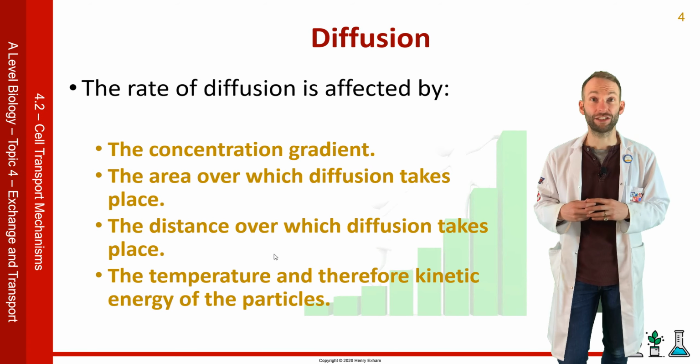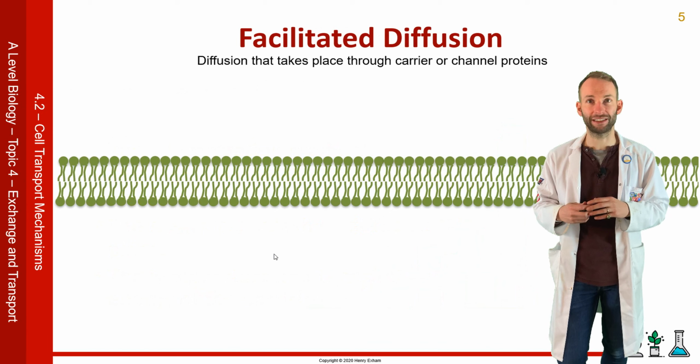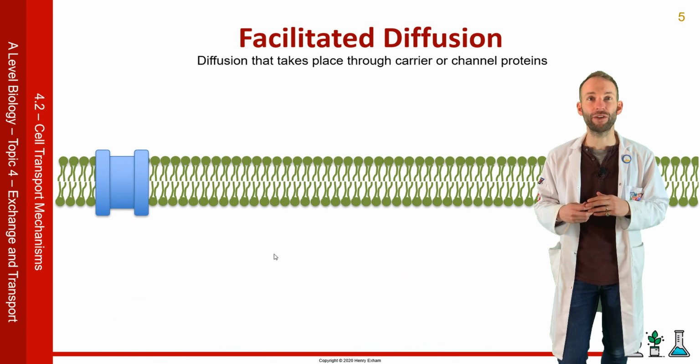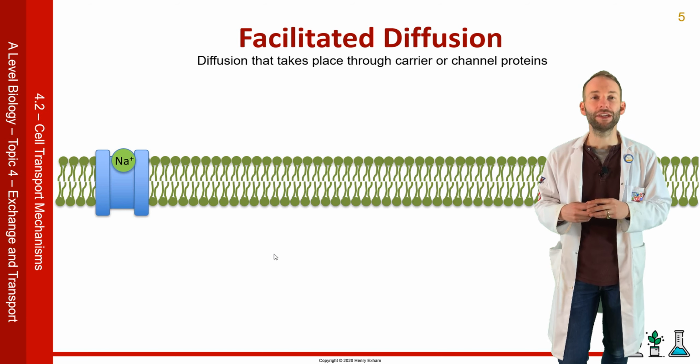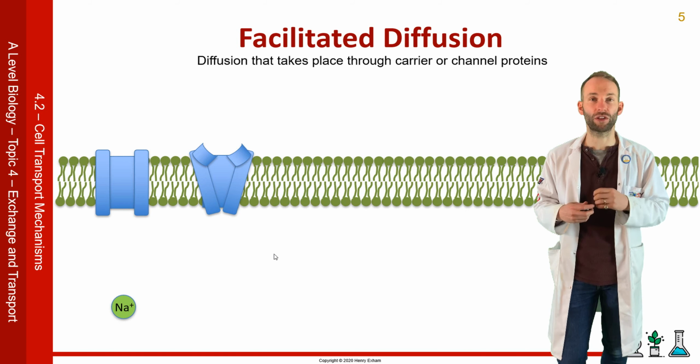So, facilitated diffusion. Now this is diffusion but with the help of proteins. There are two types of proteins involved here, channel proteins and carrier proteins. Channel proteins are going to be able to allow things like ions through. This is a sodium channel here, specifically allows sodium through. And then you've got carrier proteins which allow large molecules to pass through.